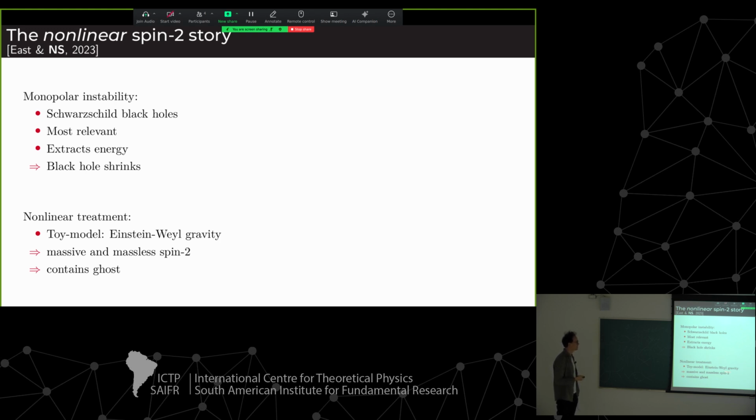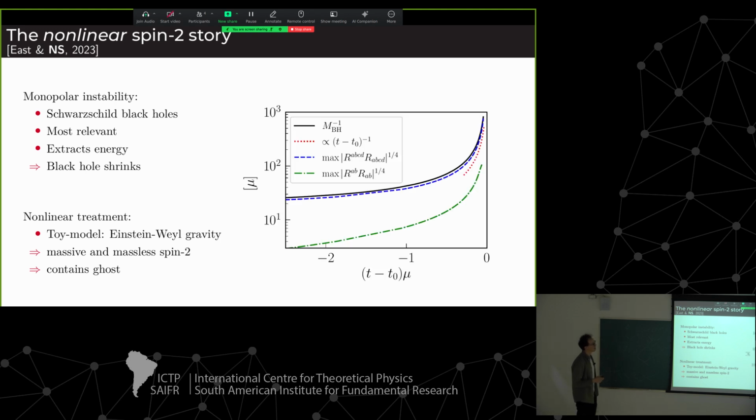The toy model is basically Einstein-Weyl gravity, which is the Einstein-Hilbert action plus the square of the Weyl tensor. What it means is that you propagate a massive and a massless spin 2 field, and you can ask: what happens in this nonlinear theory, where you can couple this massive spin 2 field to gravity? What happens in the nonlinear regime of this instability? The bottom line is that these nonlinearities, at least for this particular theory, cannot stop this collapse to zero size.